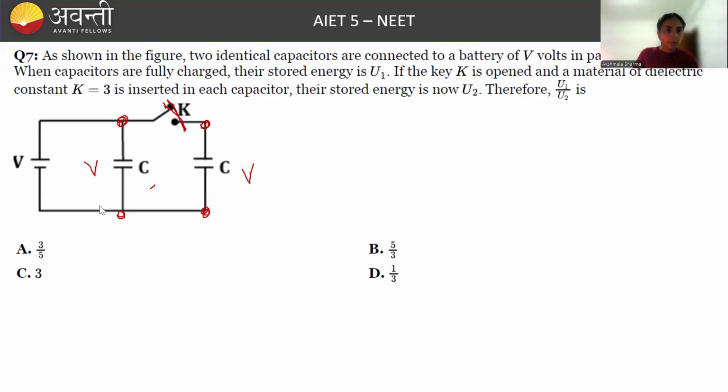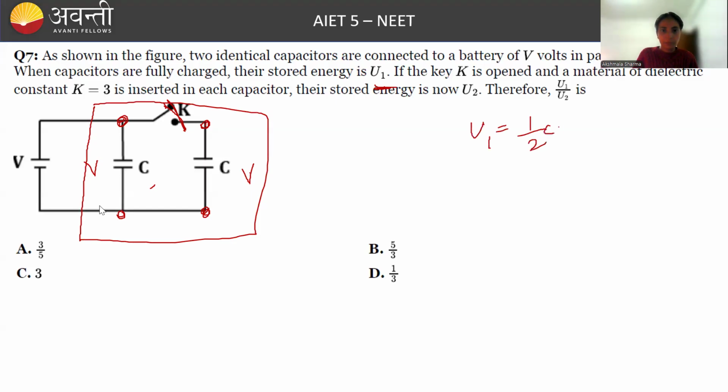Now, when the capacitors are fully charged, their stored energy is U1. So the energy stored on both capacitors is given as U1. So U1 will be equal to half CV square plus half CV square. So this is equal to CV square.